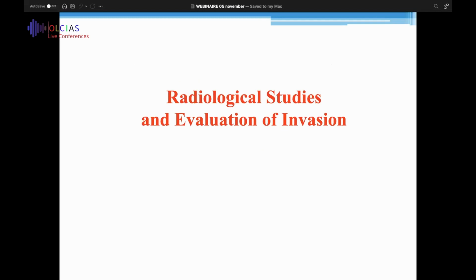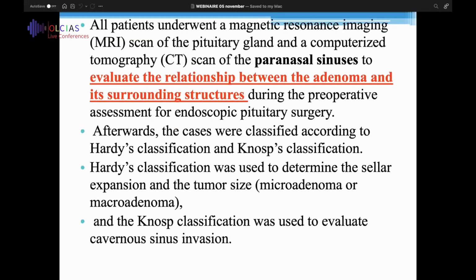The next slide. For the radiological study and evaluation of invasion, all the patients underwent an MRI scan and also a computerized tomography scan of the paranasal sinuses in order to evaluate the relationship between the adenoma and its surrounding structures. This is during the perioperative assessment for endoscopic pituitary surgery, before the surgery. Afterward, the cases were classified according to the Hardy classification and the Knosp classification. Hardy classification was used in order to determine the cellular expansion of the tumor size, whereas Knosp classification was used in order to evaluate cavernous sinus invasion. Next one.